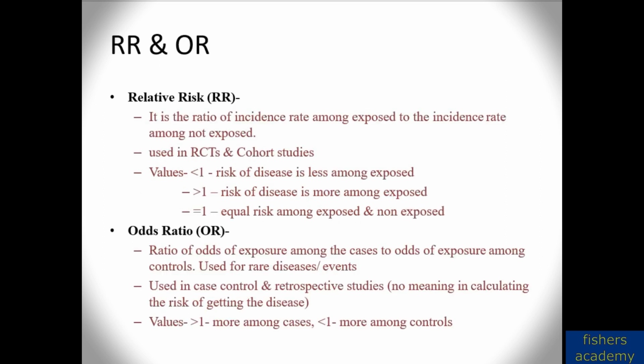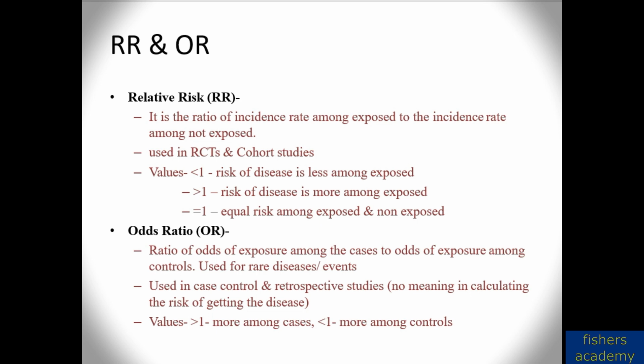What is relative risk? A very, very important factor. It is the ratio of the incidence rate among exposed to the incidence rate among not exposed, used in randomized clinical trials, that is called RCT, and cohort studies. Values less than 1, risk of disease is less among exposed. Value greater than 1, risk of disease is more among exposed. Equal to 1, equal risk among exposed and non-exposed.